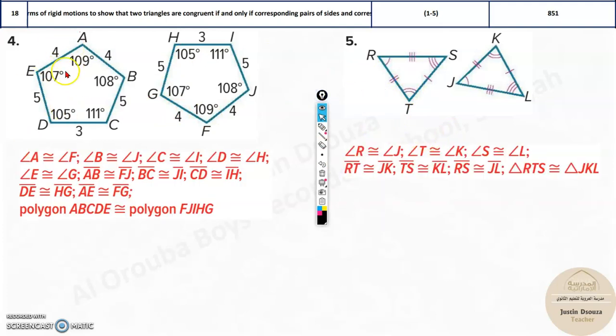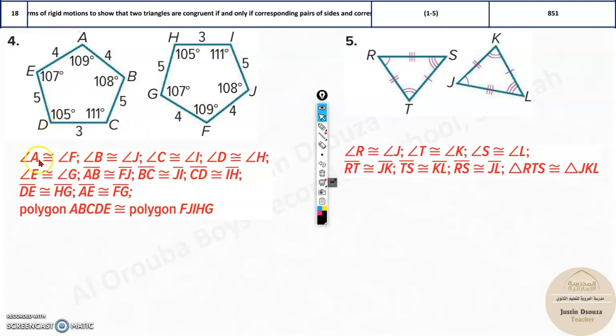Now over here, this is a polygon. It is not just 3 or 4 sides, it's 5 sides over here. Please be vigilant. A would be F, and where do we go, B, 108. Where is 108? It's J. C is 111, I is 111, D is 105, H is 105, E is 107 and 107, G. That's it. So that's how we write it.